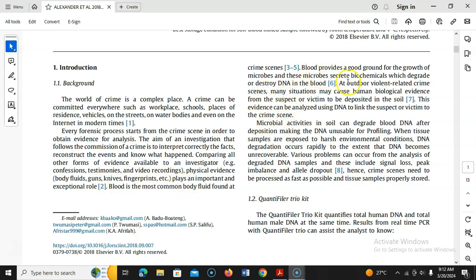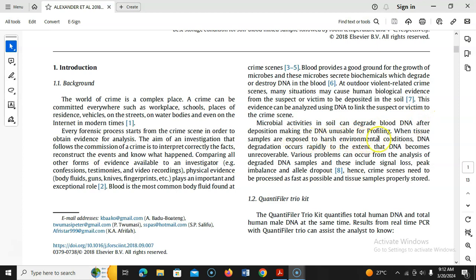So, blood provides a good ground for the growth of microbes, and these microbes secrete biochemicals which degrade or destroy DNA in the blood. At outdoor violent-related crime scenes, many situations may cause human biological evidence from the suspect or victim to be deposited in the soil. This evidence can be analyzed using DNA to link the suspect or victim to the crime scene.